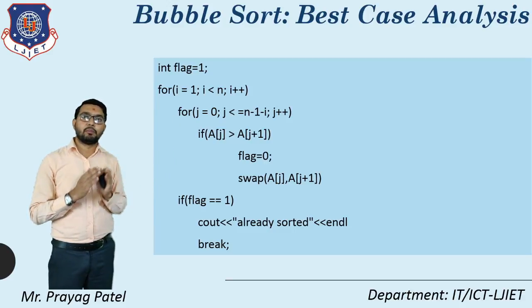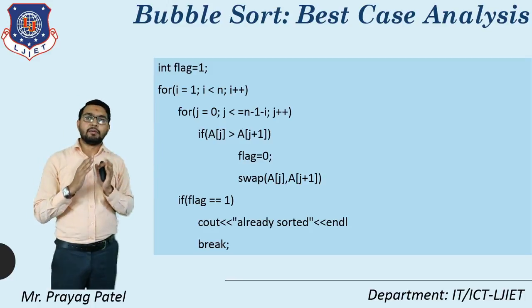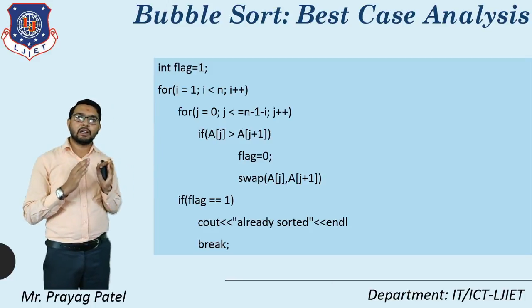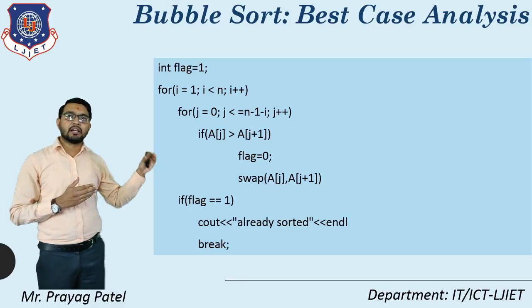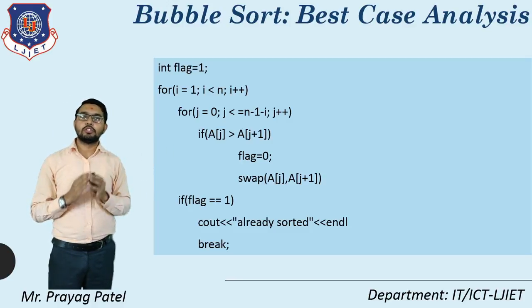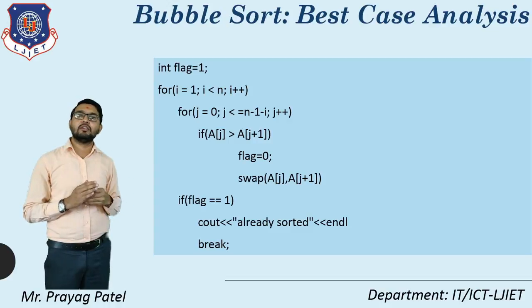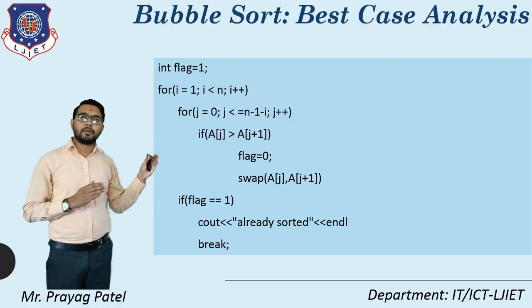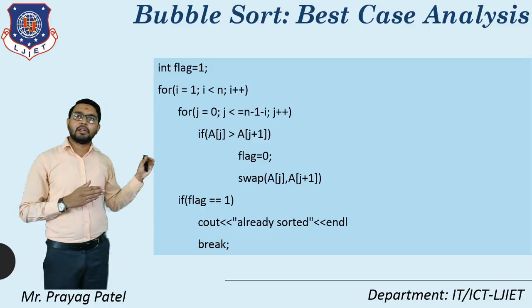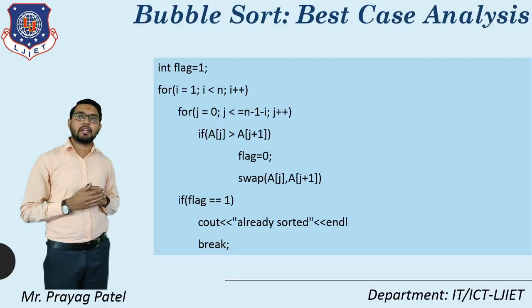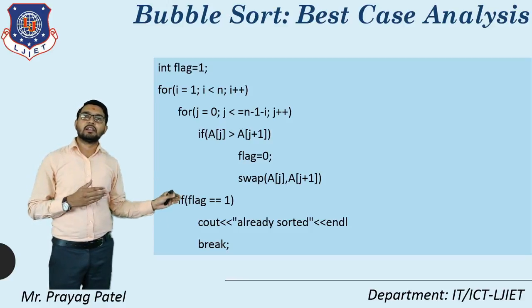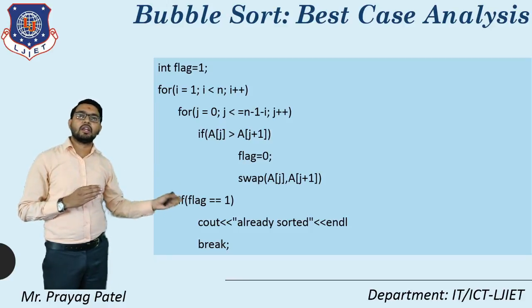In the if condition, before the swapping, we set flag equal to 0. That means if the condition a of j greater than a of j plus 1 is satisfied, then the flag value is 0. Otherwise the flag value is 1. Then we swap a of j with a of j plus 1. After the inner j for loop, we check if flag equal to 1, then we consider the array as already sorted and break the for loop.